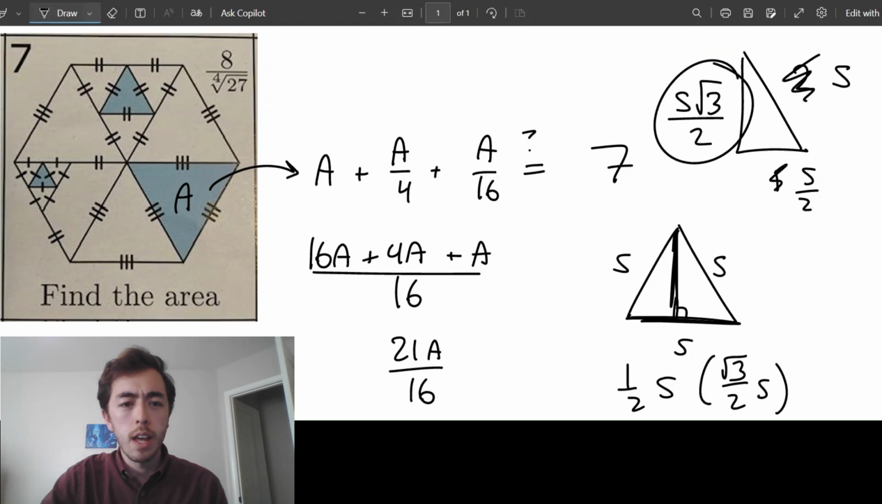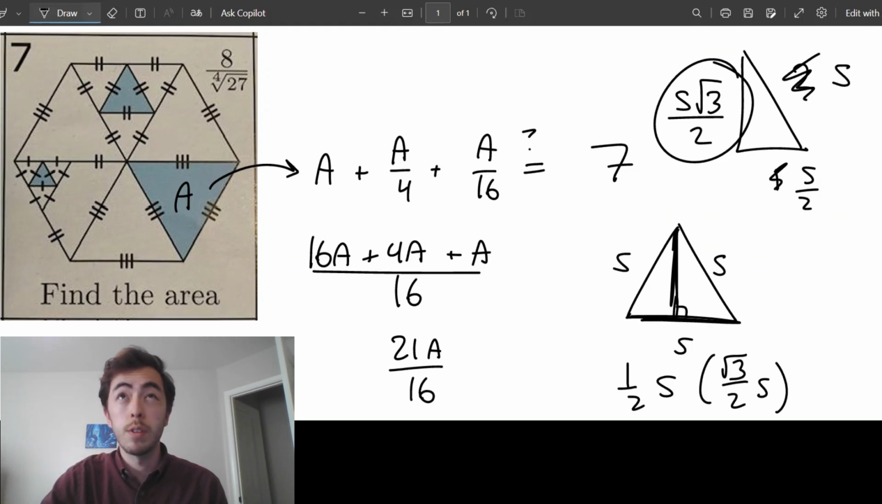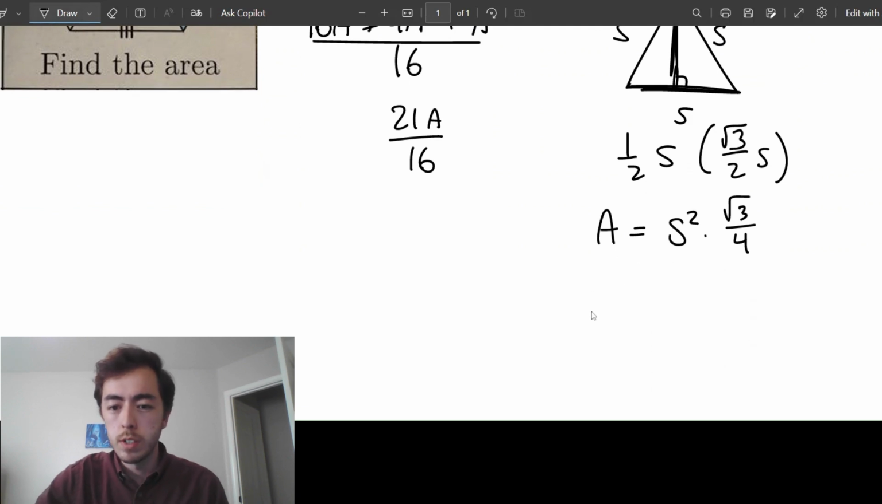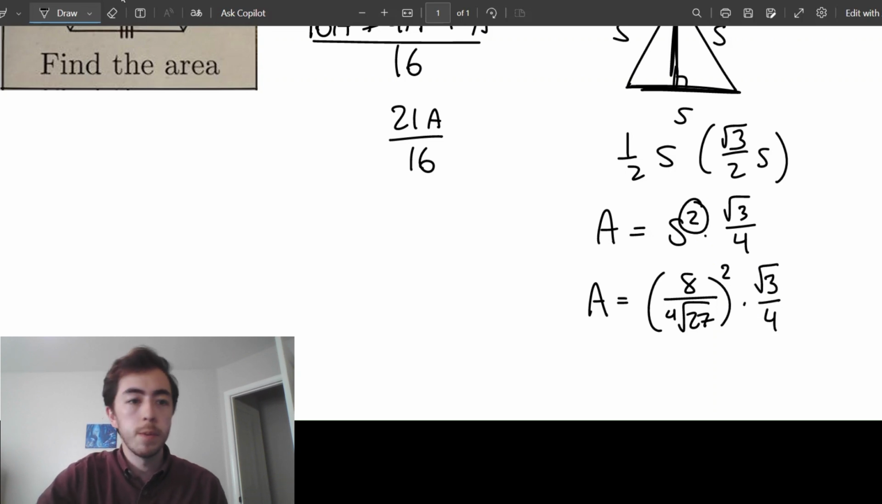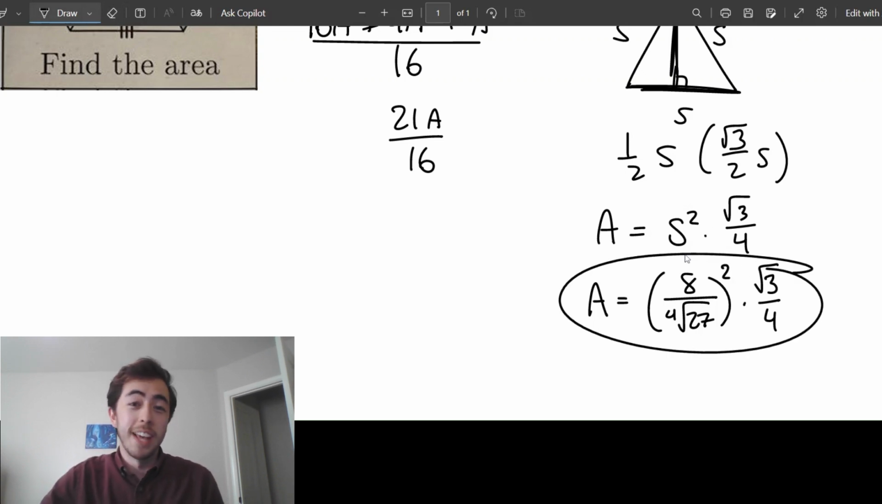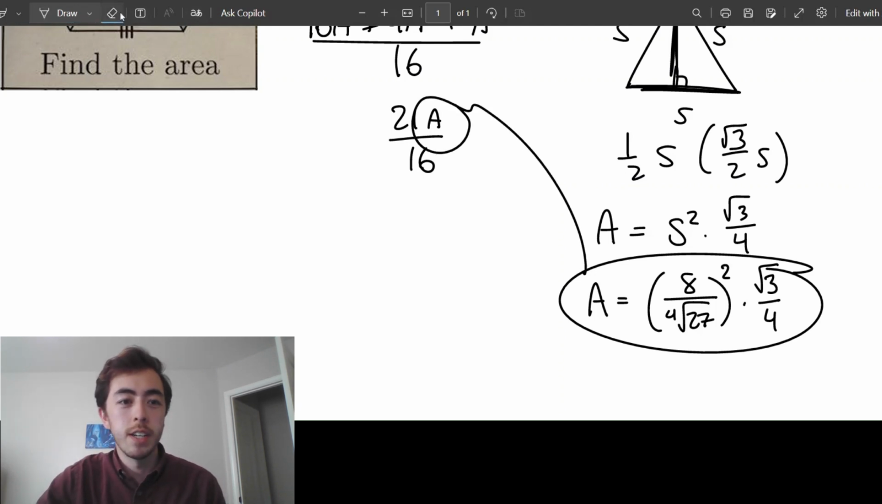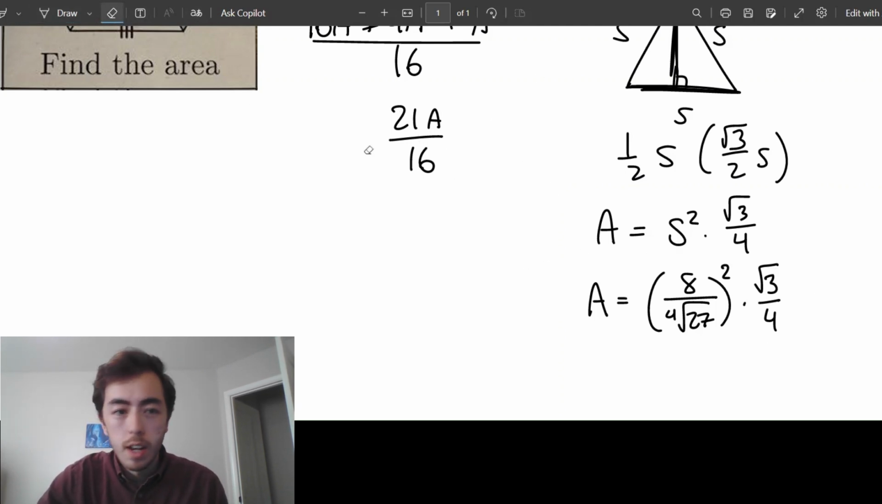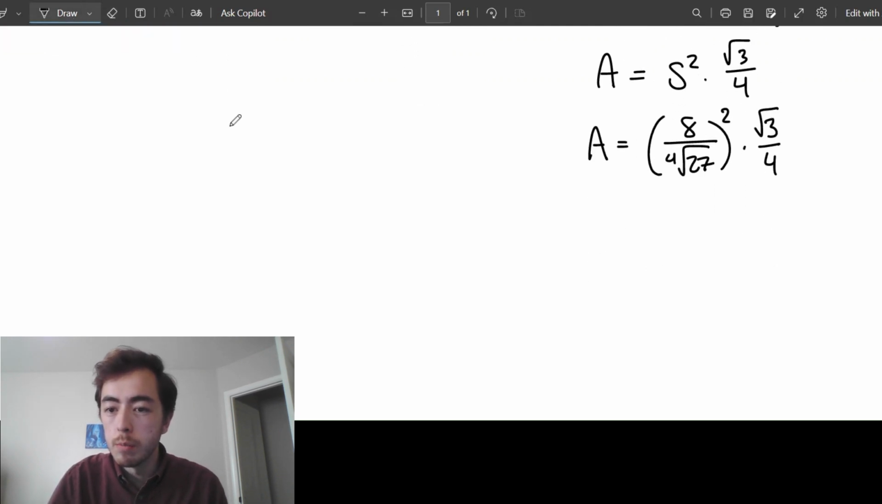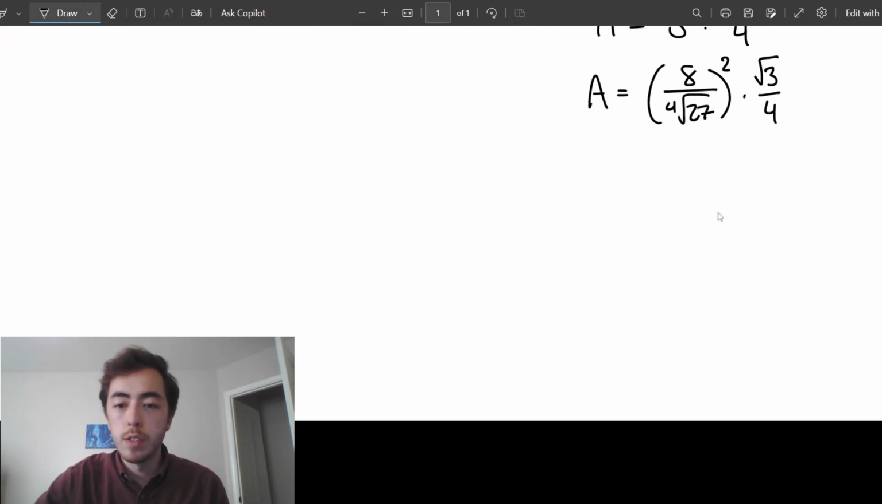So let's plug in 8 over the 4th root of 27. It's going to be a bit strange, but let's just try it out and see what happens. 8 over the 4th root of 27. We're going to square that, and we're going to multiply by root 3 over 4. Now we just need to settle down the arithmetic here, and then plug it into this fraction and see if we get 7. Maybe let's expand the square.